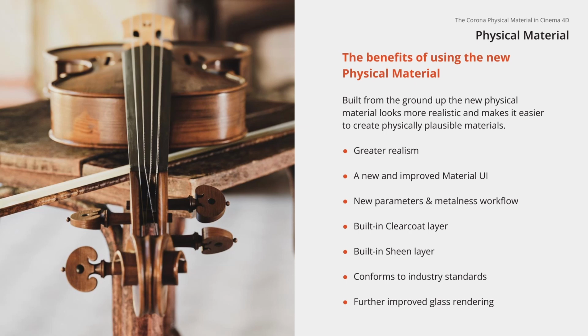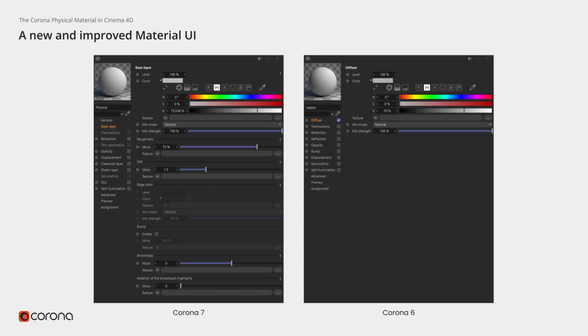Now, before we actually jump into Cinema 4D, let's take a moment or two to go over the UI real quickly. On the left here, you'll see the physical material's UI, and on the right, the legacy material's UI. Yes, the material that you've used for the last couple of years is now called the Corona Legacy material.